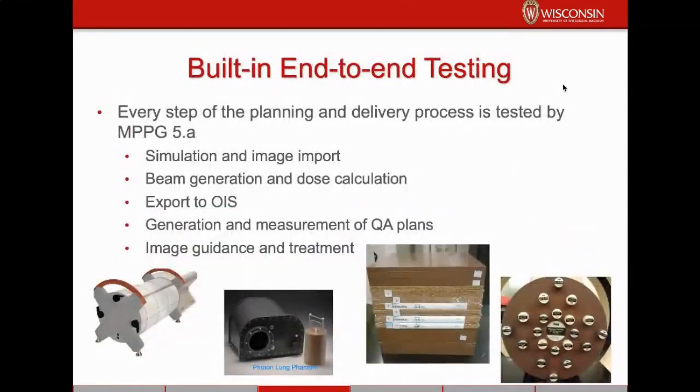And finally, every step of the planning and delivery process is tested by MPPG 5A, and that includes simulation and image import, beam generation and dose calculation, export to your oncology information system, generation and measurement of QA plans, image guidance and treatment. And the cool thing about this is that your treatment planning system interacts with lots of different things, right? And by doing MPPG 5A, you'll be testing all of those connections and seeing how everything works well together.